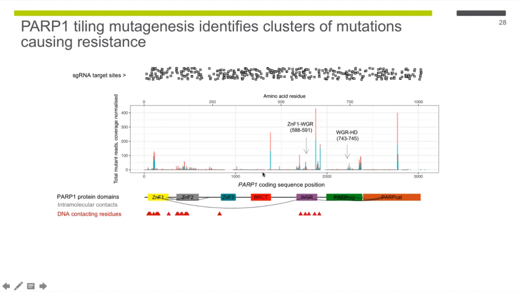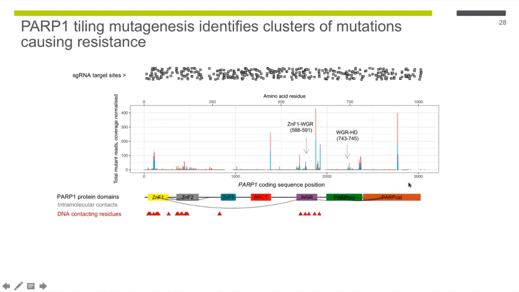Then we don't see very many mutations in the BRCT domain, and that's, I guess, consistent with what we know about the function of the BRCT domain. This is where the auto-modification occurs, but it's probably not that important for the DNA repair functions of PARP1. And then we see a lot of interesting clusters in the WGR domain here, and also in the regulatory domain.